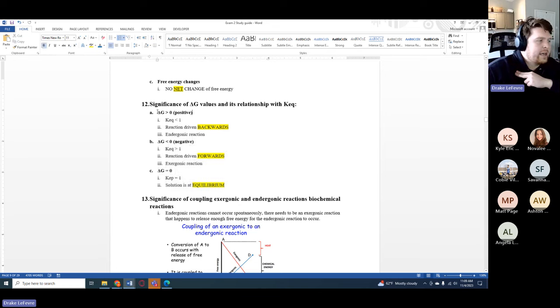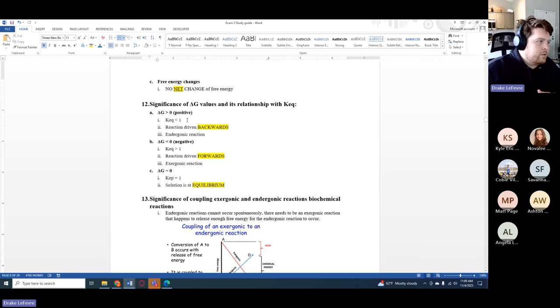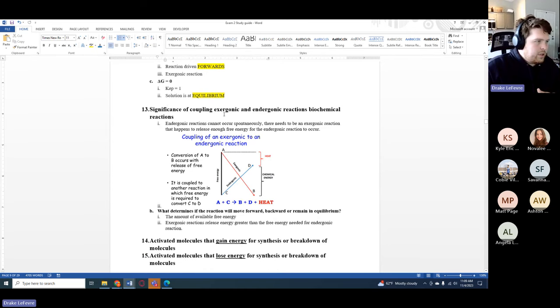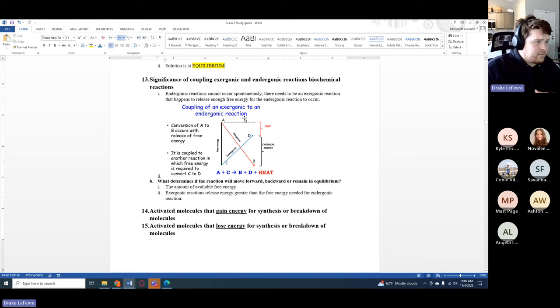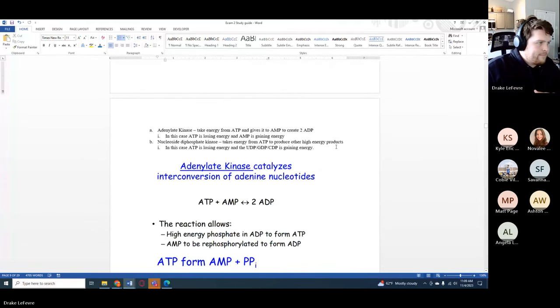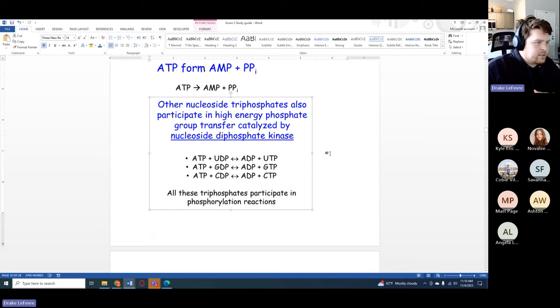When he asks this question, he'll literally ask, the Keq is four, what occurs? Or he'll ask you, what is the delta G value if the Keq equals four? And you just have to know this little information for each of these three. The coupling of exergonic and endergonic reactions, we already talked about this, how they go together so that way they can both occur. And this just gives a couple of examples from his slides.